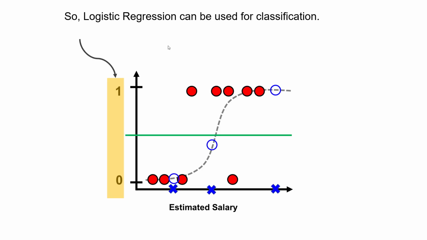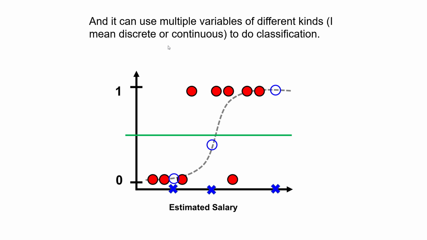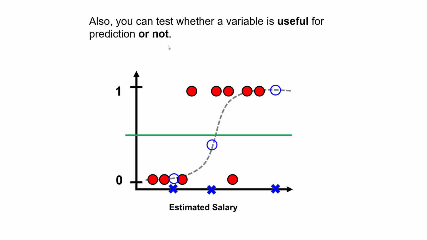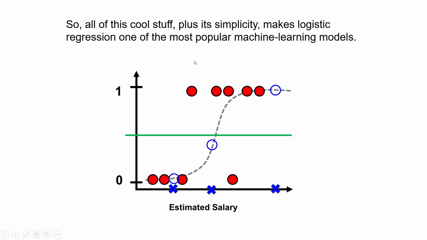So logistic regression can be used for classification, and it can use multiple variables of different kinds, discrete or continuous, to do classification. Also, we can test whether a variable is useful for prediction or not. So all of this cool stuff plus its simplicity makes logistic regression one of the most popular machine learning models.